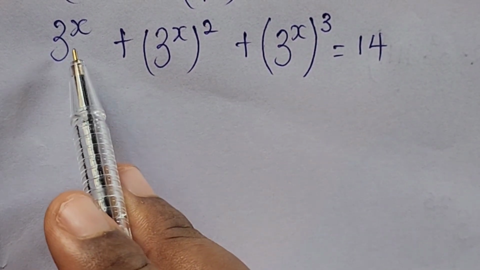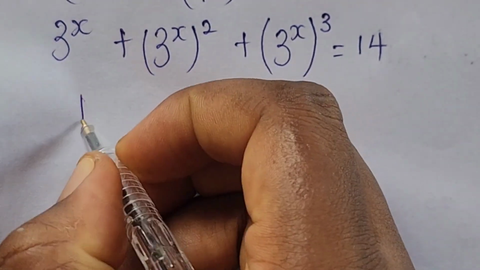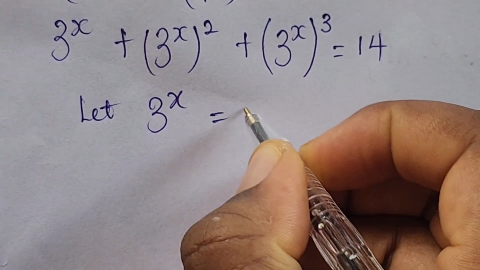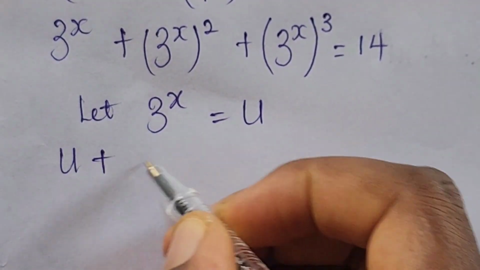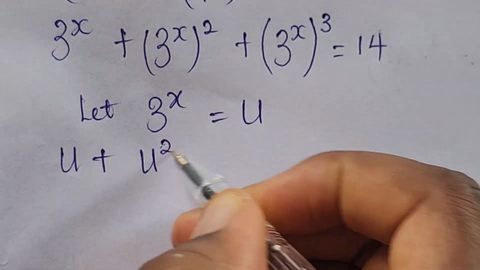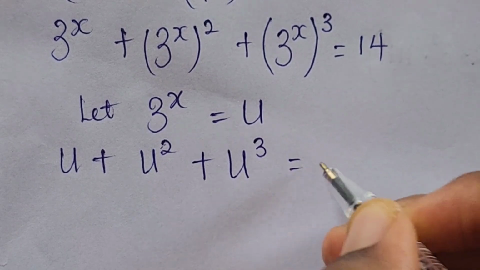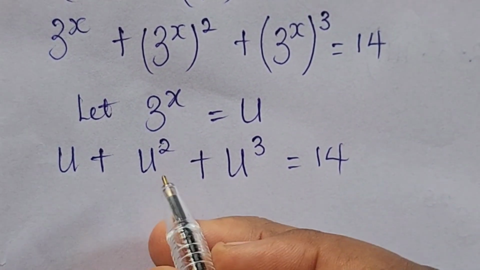So we have a common factor here, which is 3 to the power of x. So let our 3 to the power of x be equal to u. So we have u plus u to the power of 2 plus u to the power of 3 and is equal to 14. So we have a cubic equation here.